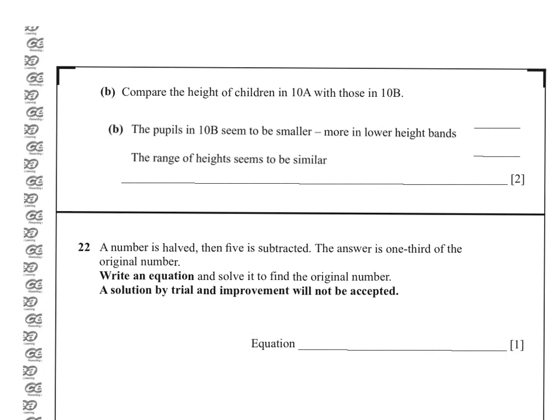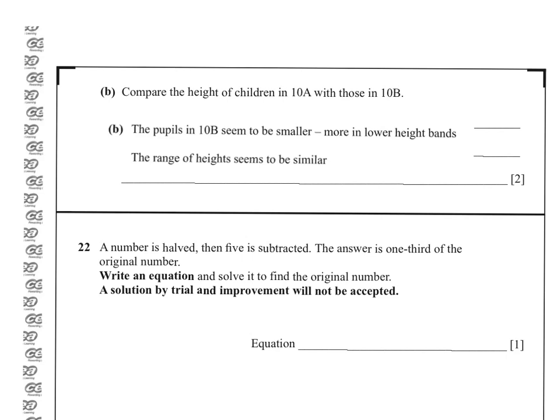Range of height seems to be similar. That means that they're all within the given range, and the pupils in 10B seem to be smaller. That's because the peaks are higher in 10B to the left of the smaller values.